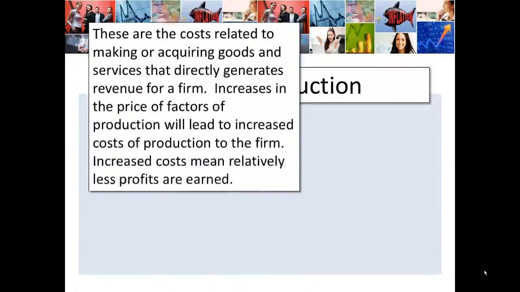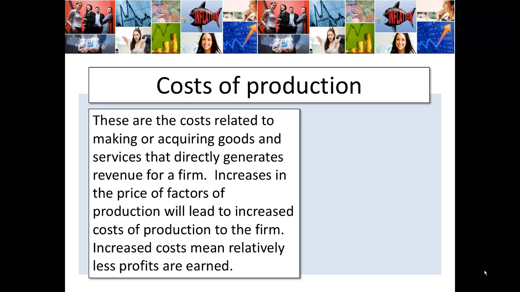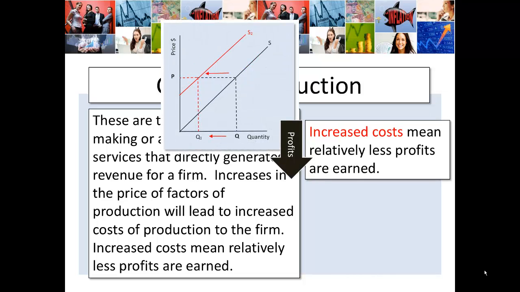Cost of production, a very, very important determinant of the supply curve. The costs of production are costs related to the making of goods or services, and these directly generate revenue for a firm. So increases in the prices of the factors of production, land, labour, capital, entrepreneurship, will lead to increased cost of production to the firm. Increased costs mean relatively less profits are earned, and remember, profitability is what it is all about.